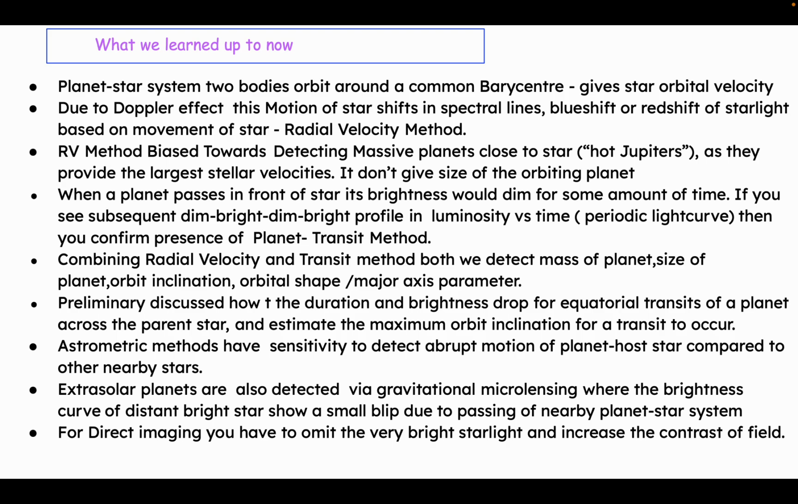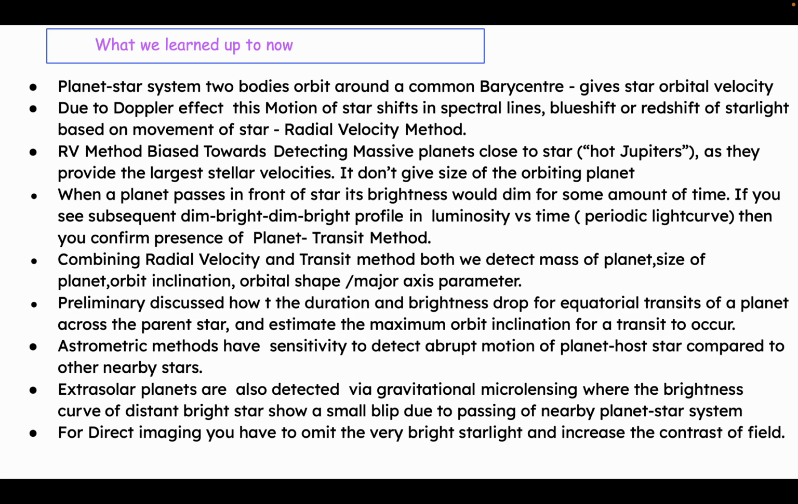The radial velocity method has some inherent bias. It detects massive planets which are very close to the star. So the radial velocity method can mostly detect hot Jupiter-like planets, as they provide the largest stellar velocities and have a large gravitational pull since they are near. But the radius of the planet itself cannot be measured with the radial velocity method. This is one must-know drawback of this method.